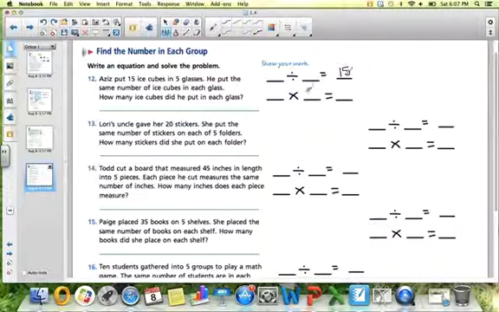Let's do the division first. And he put the same number of ice cubes in each, oh, whoops, I didn't underline, in 5 glasses. So, oops, I messed up. Okay, just kidding. Erase that.